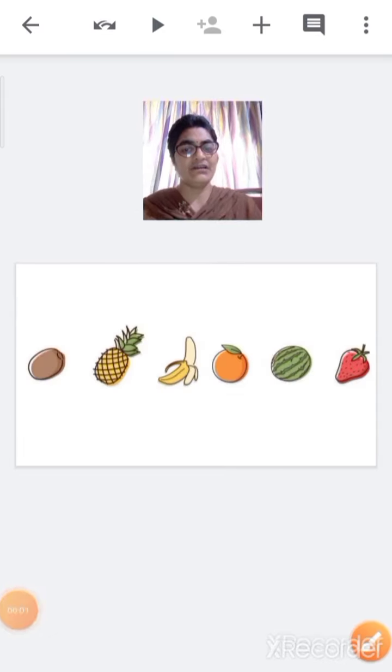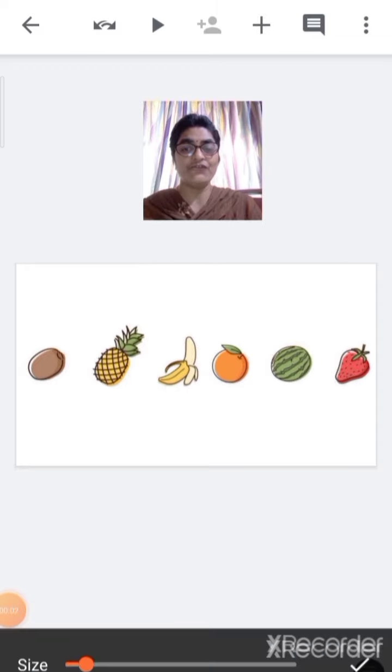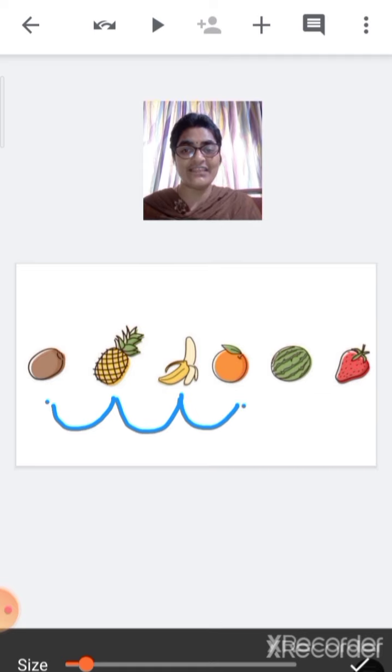Children, here we can see some of the fruits. This is a kiwi. What is there after kiwi? After kiwi, there is a pineapple. After pineapple, there is a banana. After banana, there is an orange. After orange, there is a watermelon. After watermelon, there is a strawberry.